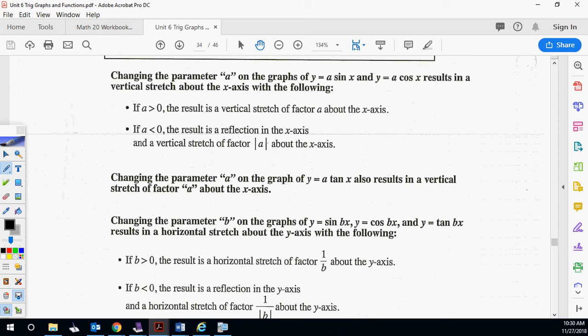Change a parameter on a. On the graphs of y equals a sine x, y equals a cosine x results in a vertical stretch about the x-axis with the following. A is greater than 0, that's a vertical stretch. A is less than 0, that's a reflection on the x-axis.